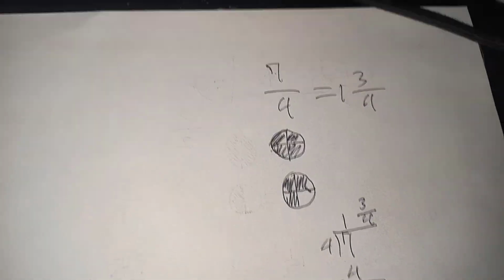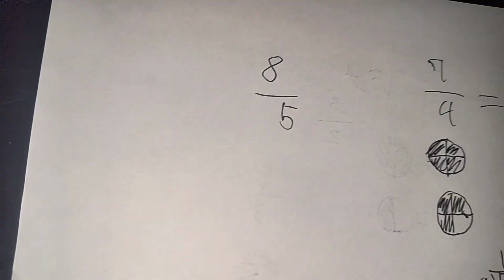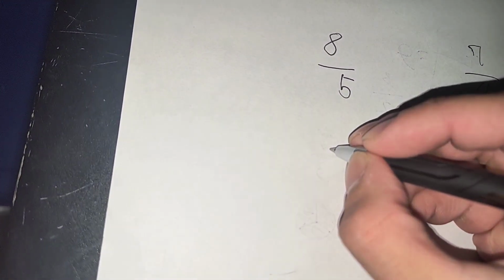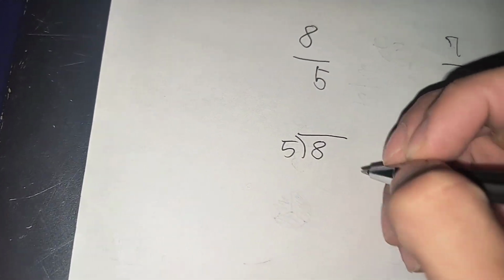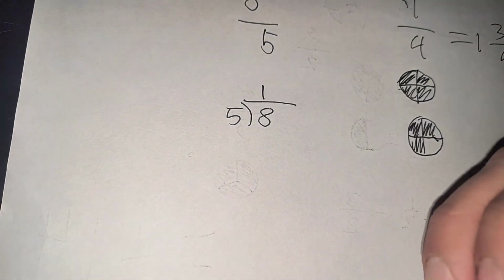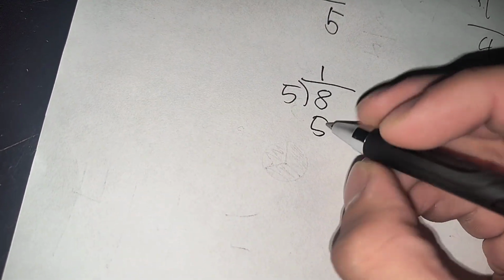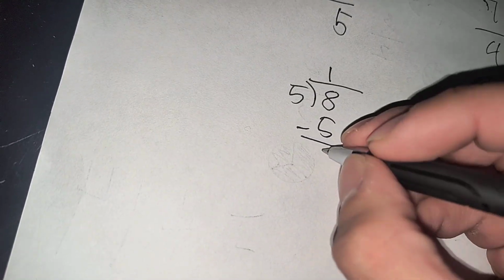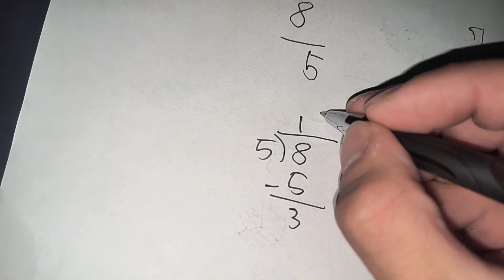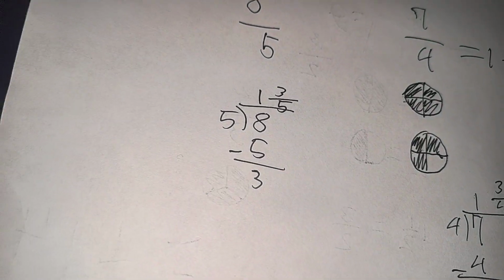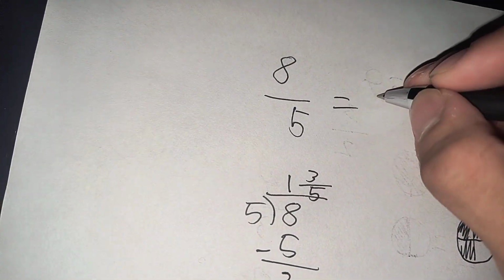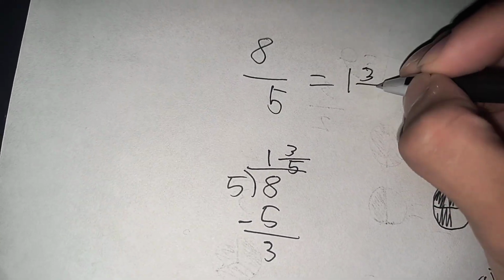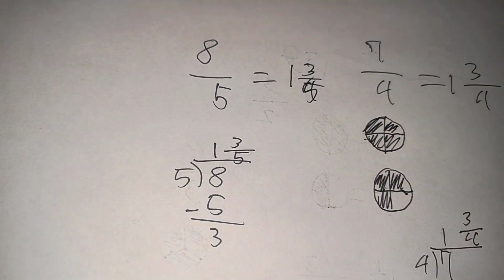So to turn an improper fraction into a mixed number, you would divide the numerator. So if I have an improper fraction like 8 over 5, divide the numerator, which is the top number, by the denominator. So 8 divided by 5. How many times can 5 go into 8? Just once. And then what is the remainder? How many are left? Well, 8 minus 5 is 3. So then it would be 3 out of 5. We would keep the denominator the same. So 8 over 5 is also equal to 1 and 3 fifths.